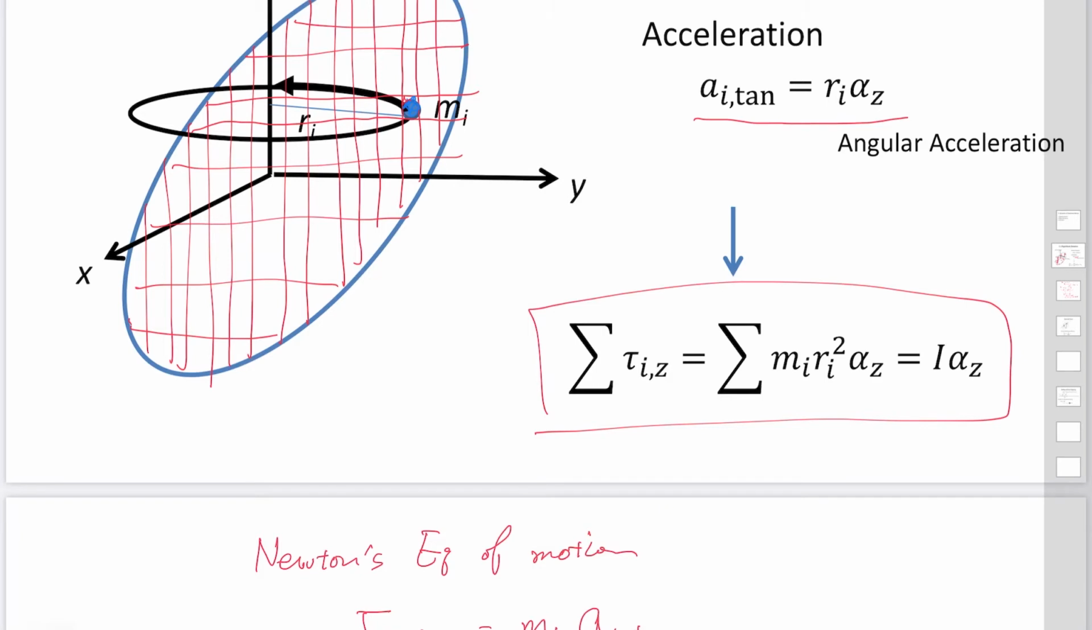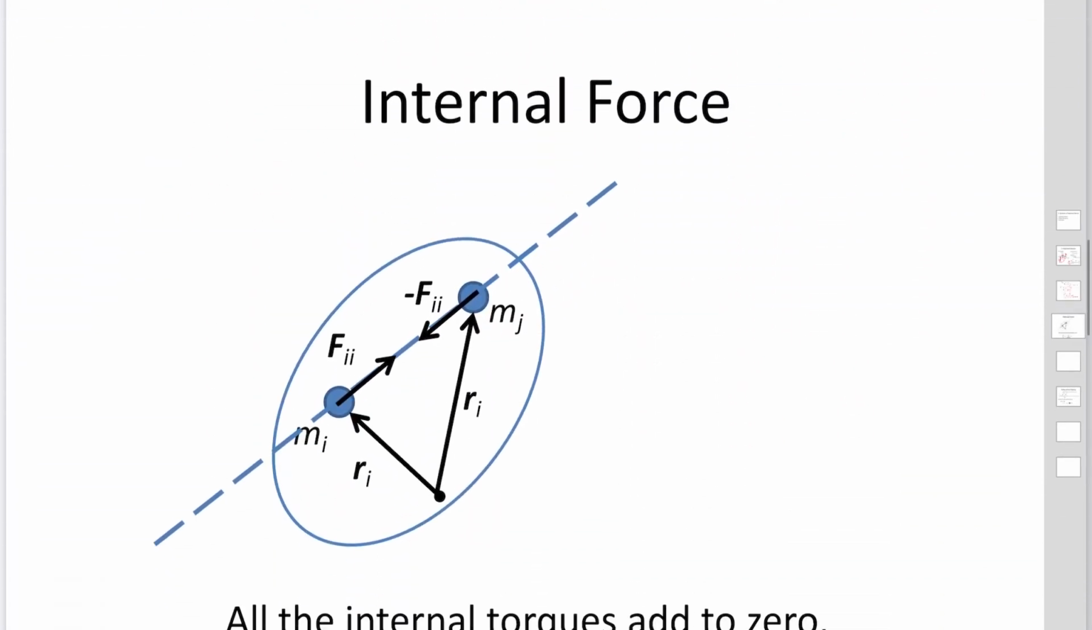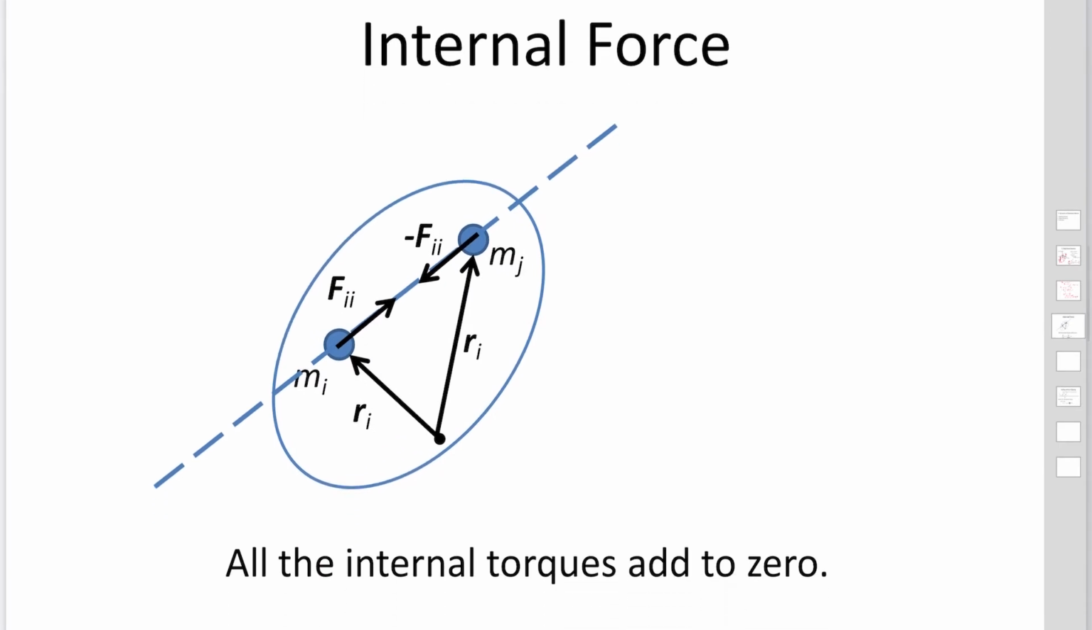So we are going to use this equation, but the left hand side, this part, the sum of the torque, we'd like to simplify. So we are going to consider the internal force. Inside of the rigid body, we are going to take two small elements. Force is acting between these two elements. So consider two points inside of the rigid body object.